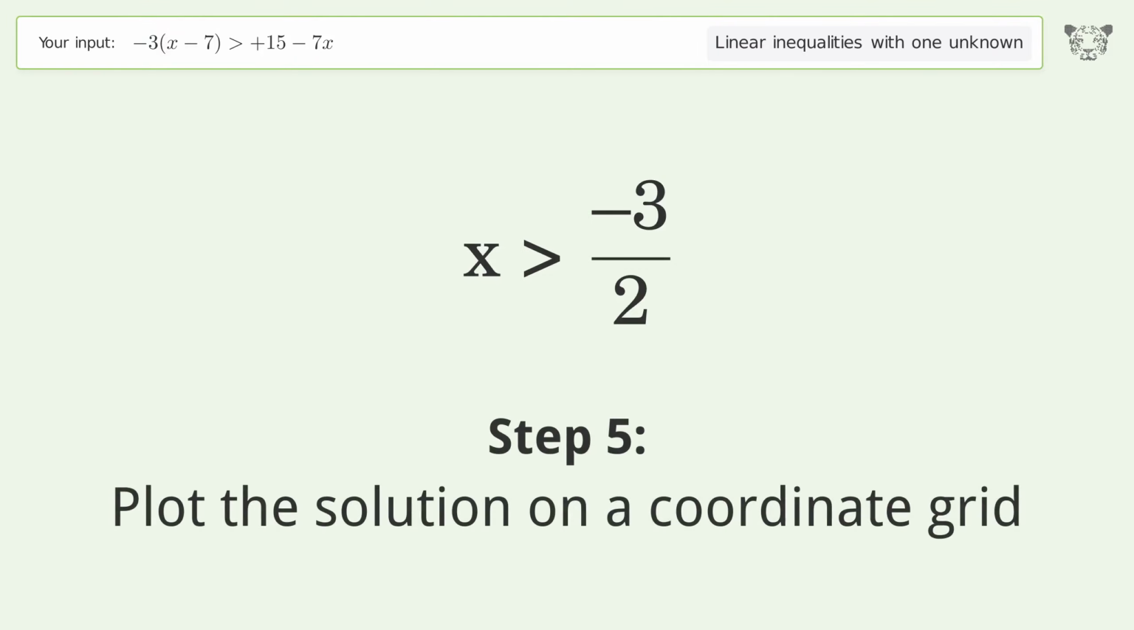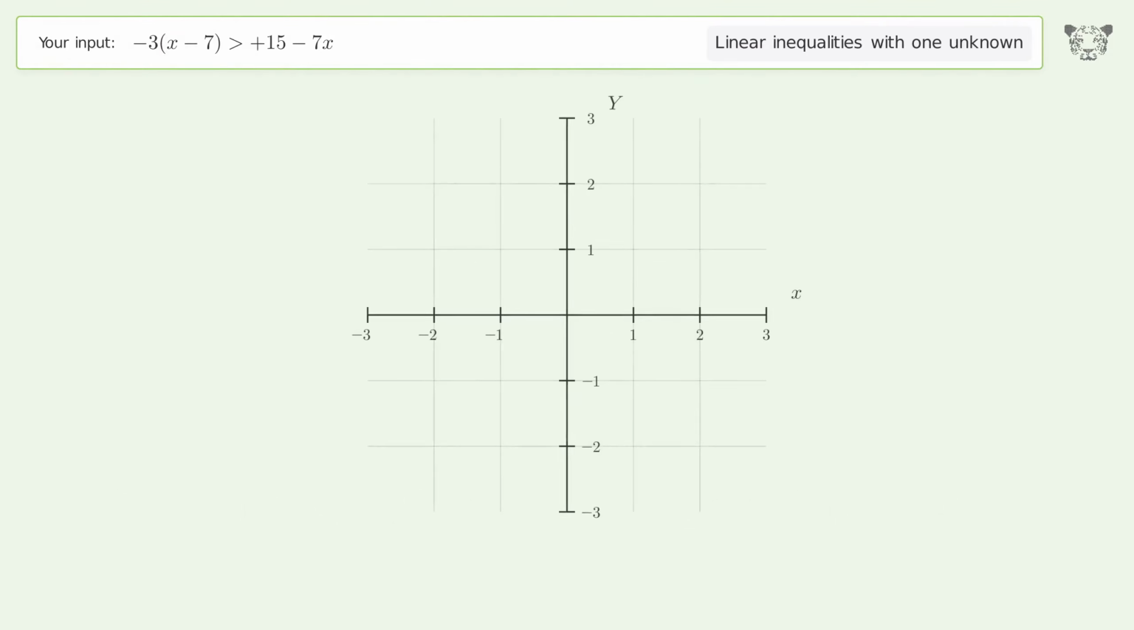Plot the solution on a coordinate grid. And so the final result is x > -3/2 > -11/2.